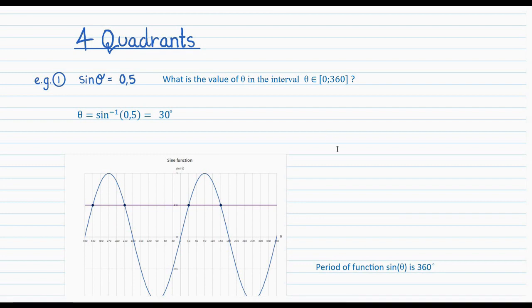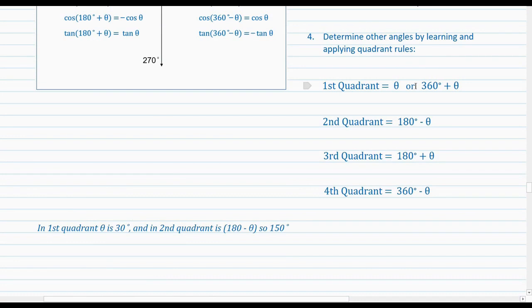You may have noticed for the first quadrant there's an extra 360 in there. This one. So this quadrant rule of 360 plus theta would be used in the case when they asked for a range with an angle greater than 360. So say if they had said what values of theta would solve the equation sine theta equals 0.5 in the range of 0 to 500 degrees.